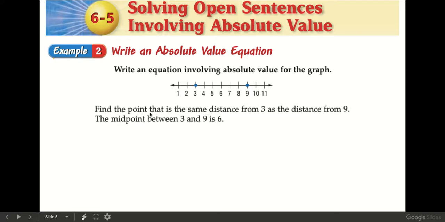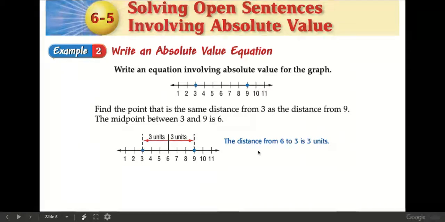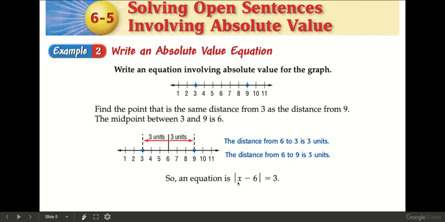So if I find the point that is the same distance from 3 as it is from 9, the midpoint between 3 and 9 is 6, right? If I look at 3 and 9, I know the distance is 6, so the midpoint is 3 units in each direction towards the middle. That's going to be at 6, right? 3 units this way, 3 units this way. So there's the middle, there's 6. So 6 would be equal distance to both of those numbers, right? The distance from 6 to 3 is 3, and the distance from 6 to 9 is also 3. So my equation is the absolute value of x minus 6 is equal to 3.